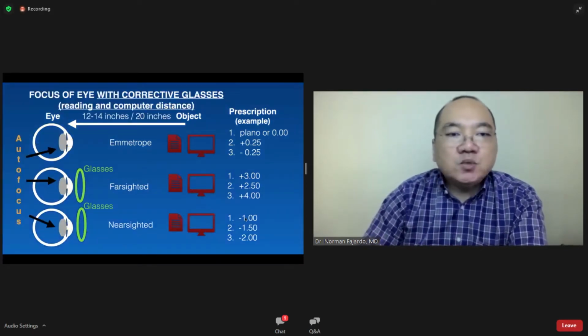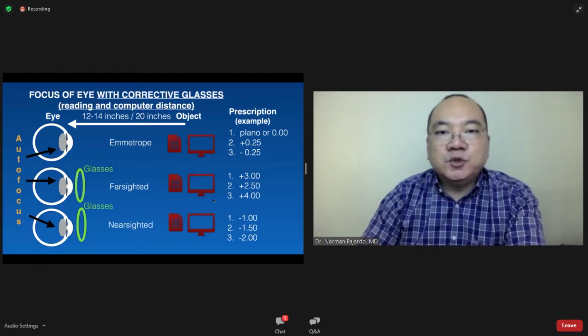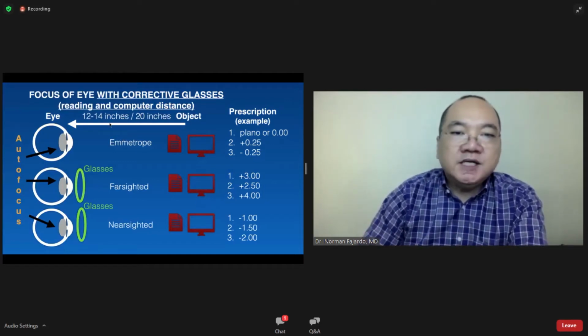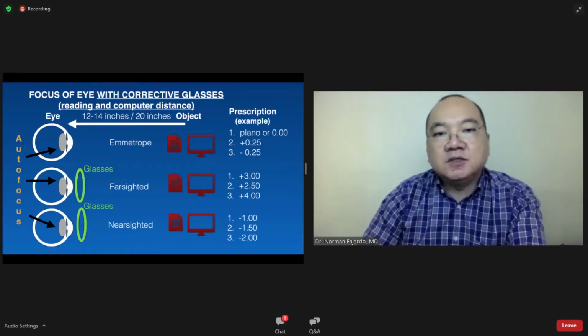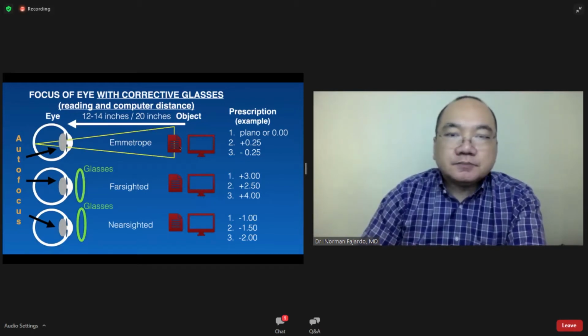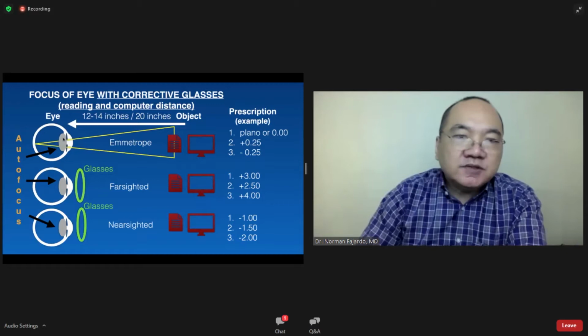So what happens when we are reading or using a computer? Our reading distance is actually 12 to 14 inches, while the computer distance is about 20 inches. We call this intermediate distance. Okay, so for an emmetrope, the lens becomes thicker. This is the autofocus function of our eye to bring the image on the retina.